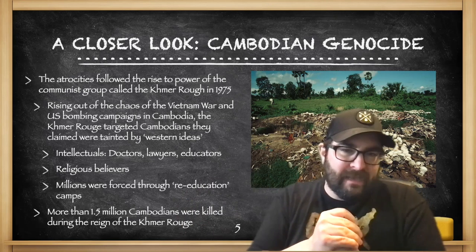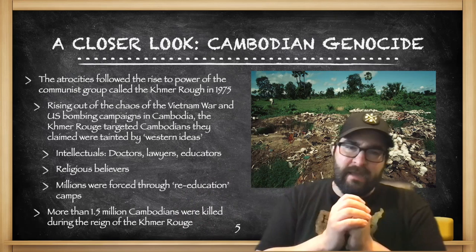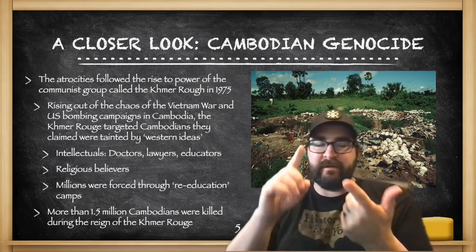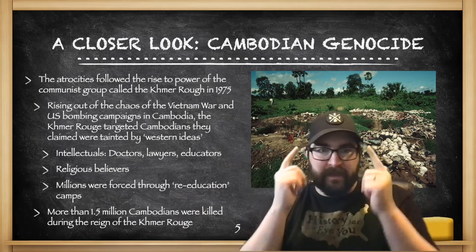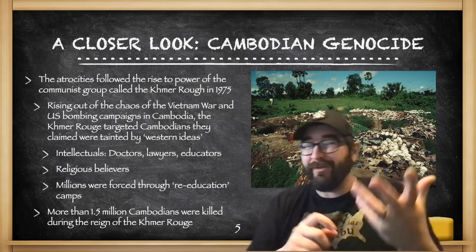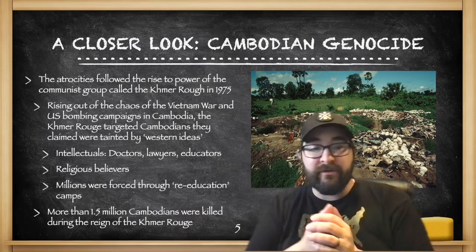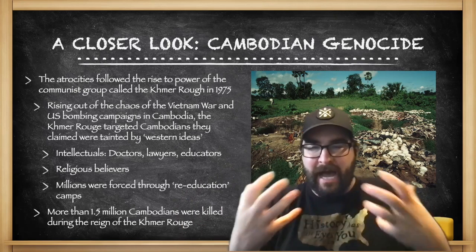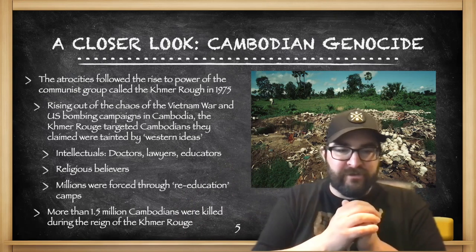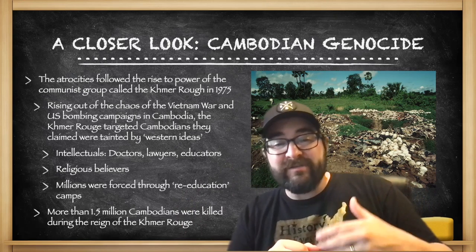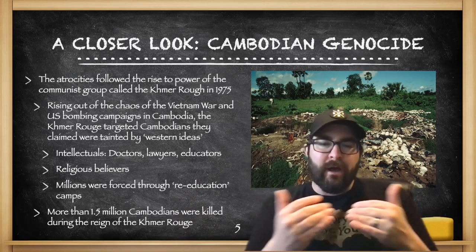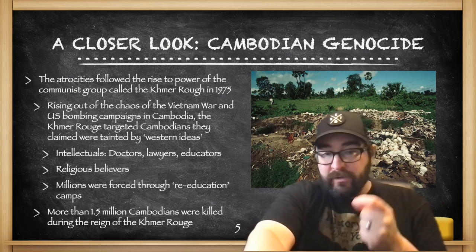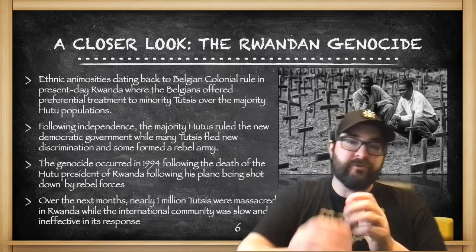Once they came to power in 1975, they would begin to target Cambodians that they believed were tainted by Western ideas. This included intellectuals, as identified often by the glasses that they wore, whether they be doctors or lawyers or educators. Religious believers, because the Khmer Rouge as a communist regime were deeply anti-religious. Millions would be forced into re-education camps, and when all was said and done, upwards of 1.5 million Cambodians would be killed during this reign of the Khmer Rouge.